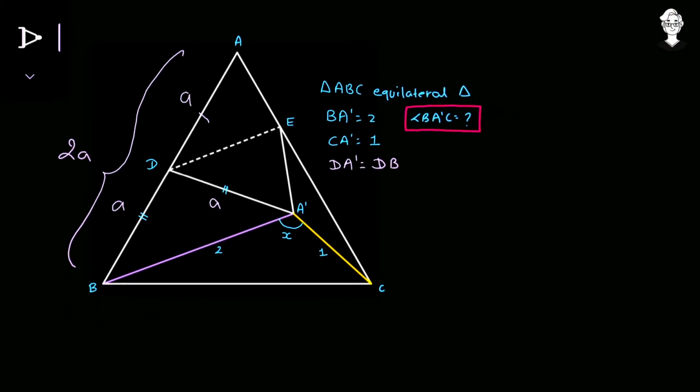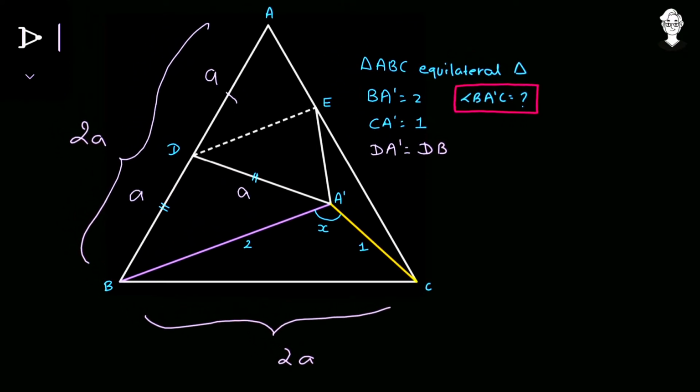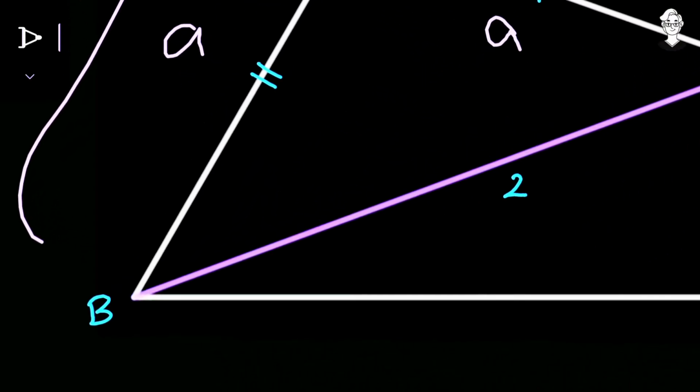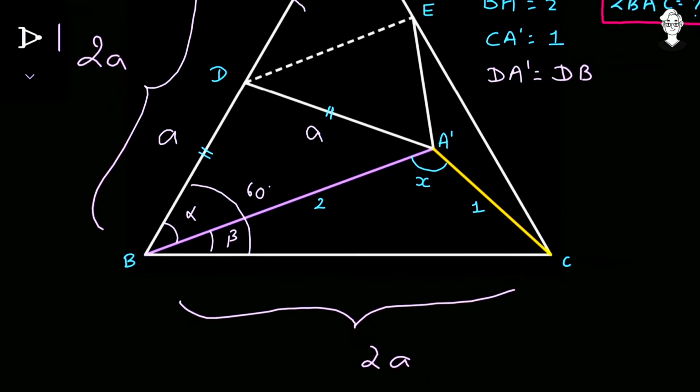Okay. Now it has been given that this triangle ABC is an equilateral triangle. So if one of its sides is equal to 2A, all the sides are equal to 2 times A. That is not required, so I am not marking it. Now the second thing we can utilize from an equilateral triangle is that all the three angles are equal to 60 degrees. So let this angle be equal to alpha, let this be equal to beta, and this complete angle is equal to 60 degrees. Remember, because it's a corner of this equilateral triangle.